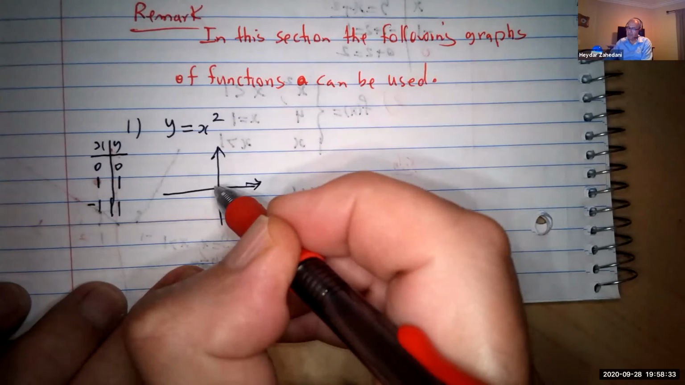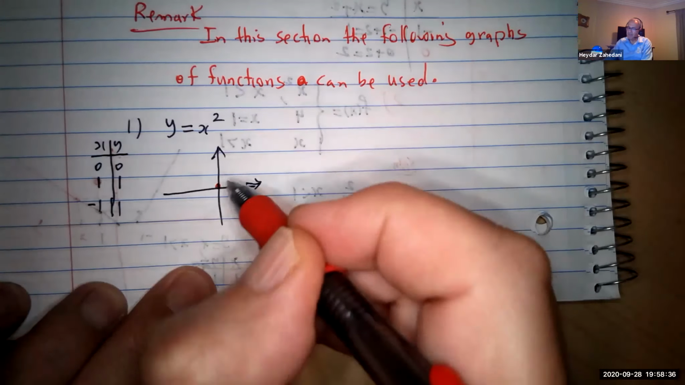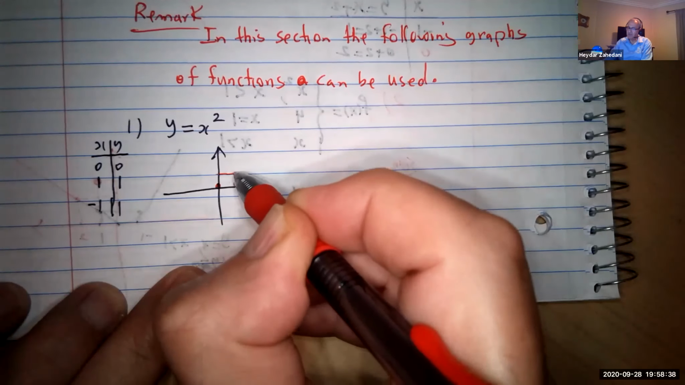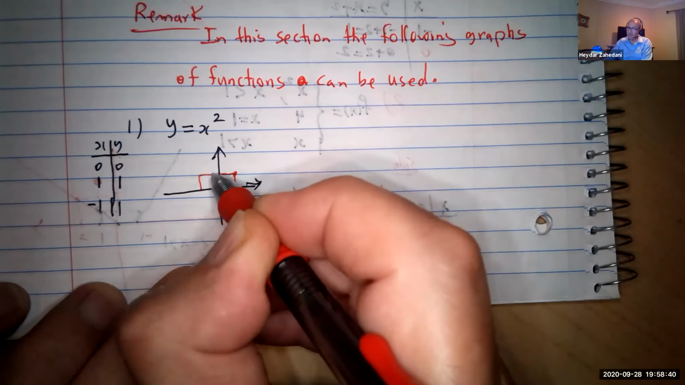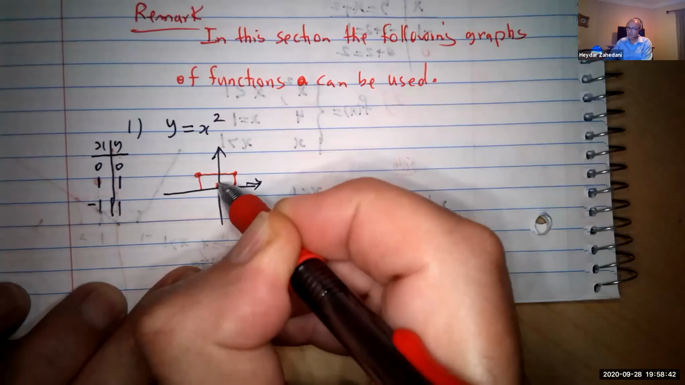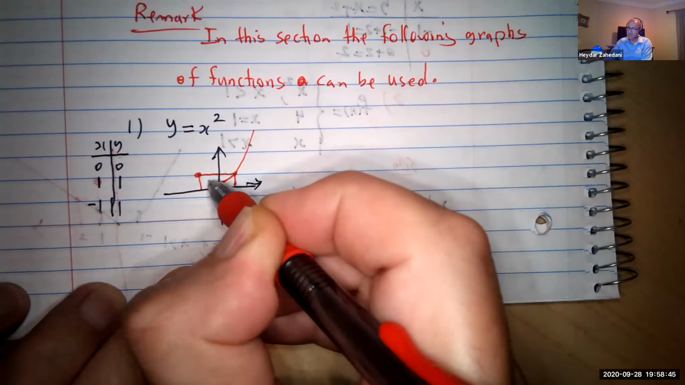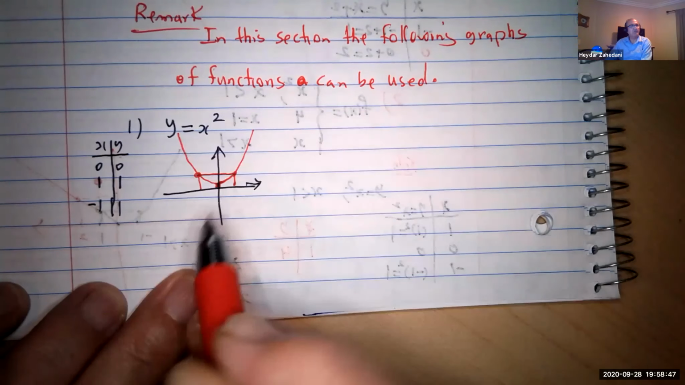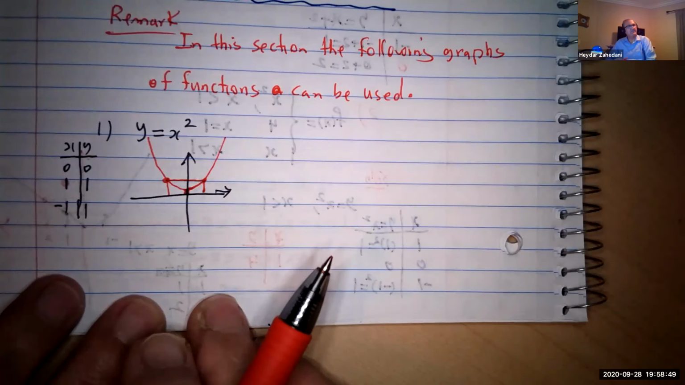So it's going to be a parabola. It's at 0, 0. You get 1, 1. This is 1, 1, and this is negative 1, 1. Okay? So we can use it anytime you like. So it's going to be the graph of y equal to x squared.